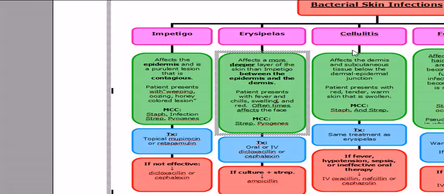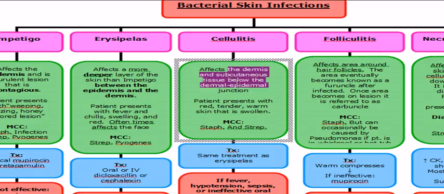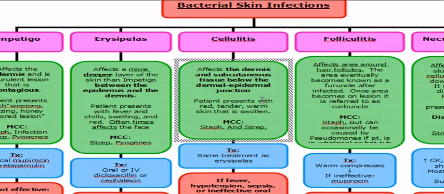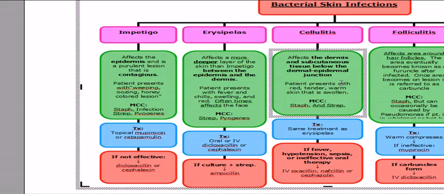Next, cellulitis. Now we're going superficial all the way down, right? So here, epidermis, impetigo. Erysipelas, between the epidermis and dermis. Next, cellulitis. It affects the dermis and subcutaneous tissue below the dermal epidermal junction, okay? And this patient's going to present with red, tender, warm skin that's swollen, okay?